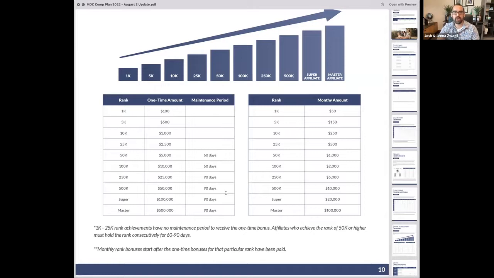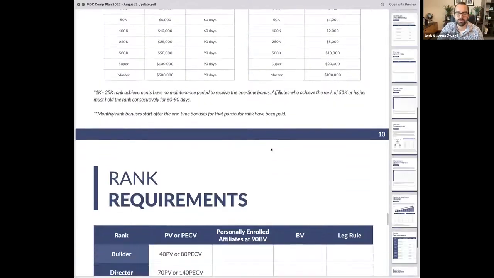Then after you hit the rank and you get your one-time amount, then you move over to the second chart, which is the monthly rank bonus. And so this is really cool because leaders can use this money for expenses, traveling, building the business. You can keep it as income. If you want to upgrade your car, your lifestyle, you have the ability to do that with the monthly money that you're earning from this payout. And so at 1K, it starts at $50 and then it goes all the way up to $100,000 at the master rank. Super's 20,000, 500K is 10,000. But again, this is on top of all of the other ways that we're paying out in My Daily Choice.